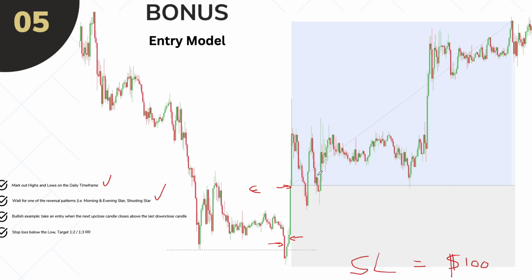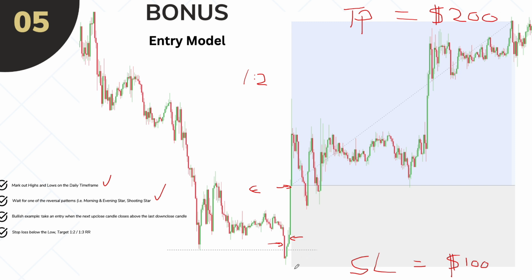With a 1 to 2, that means your risk is 1, and your reward is twice your risk. So this blue area is twice as big as this gray area. So you're aiming for a 1 to 2. That means if price comes up here, we call that TP, take profit, you earn 2 for every 1 risked. With $100 risk, 1 risk, 2 reward, 1 to 2, that means your profit is $200.